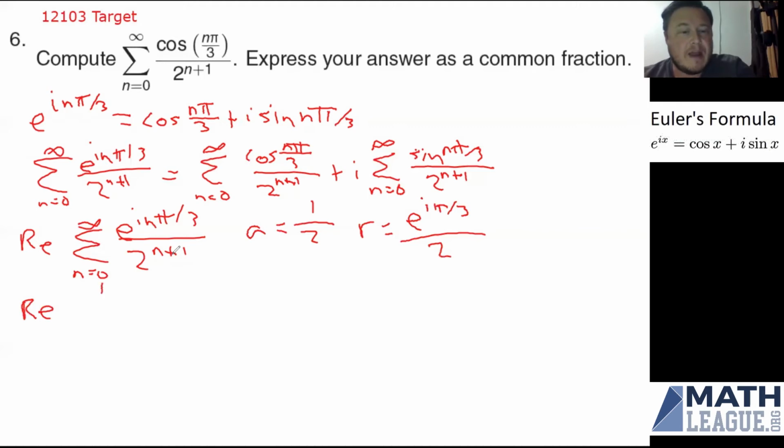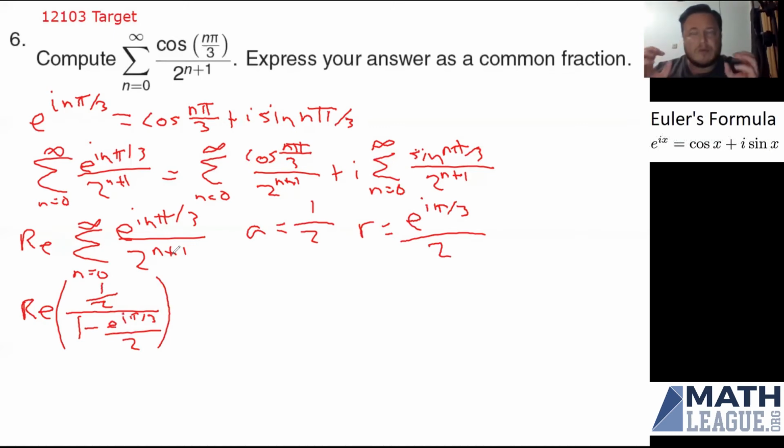That's going to be a, which is 1/2, over 1 minus the ratio, which is e to the i pi over 3 divided by 2. I should probably put parentheses around this. We're taking the real part of the whole thing. And we don't want to stop early, right? We have to get this thing all the way to an actual complex number.